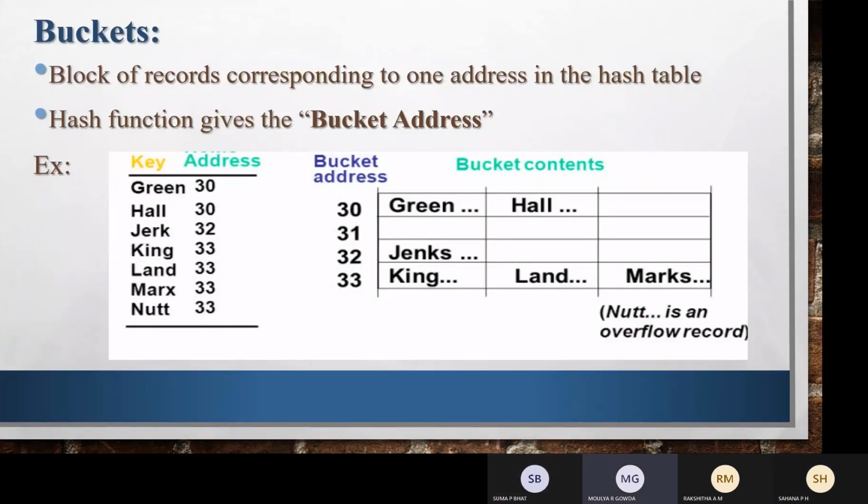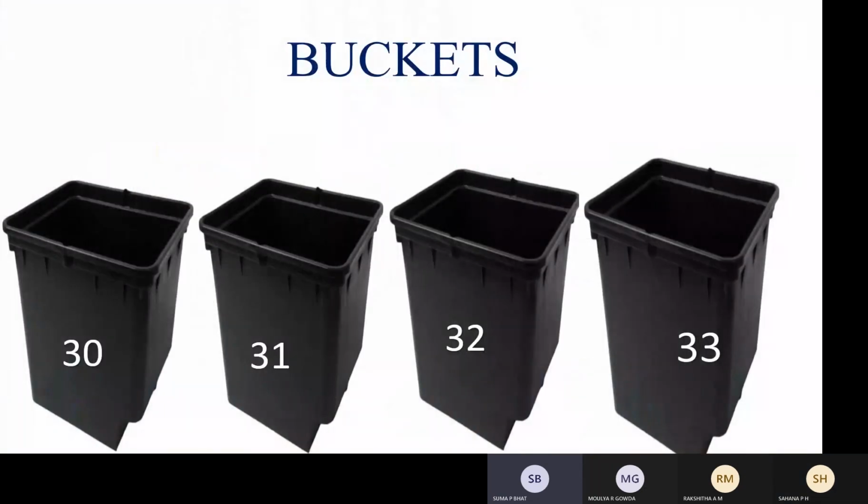Buckets. Bucket means a block of records corresponding to one address in the hash table. The hash function gives the bucket address. Let's see this example through an animation. There are 4 buckets, with each bucket containing addresses to which keys should be inserted. Bucket addresses are 30, 31, 32 and 33 respectively. And it's given that bucket size is 3.